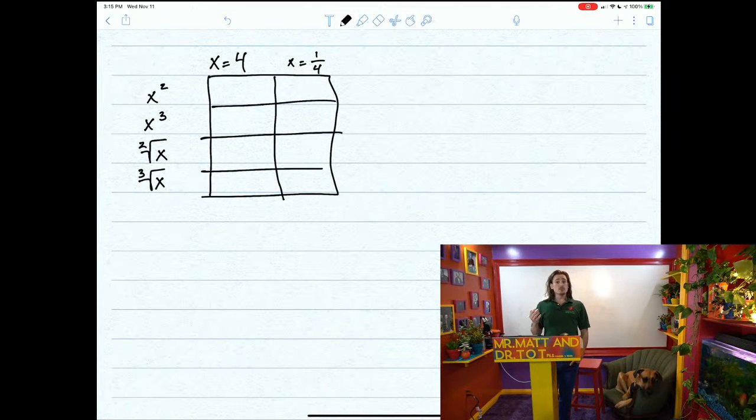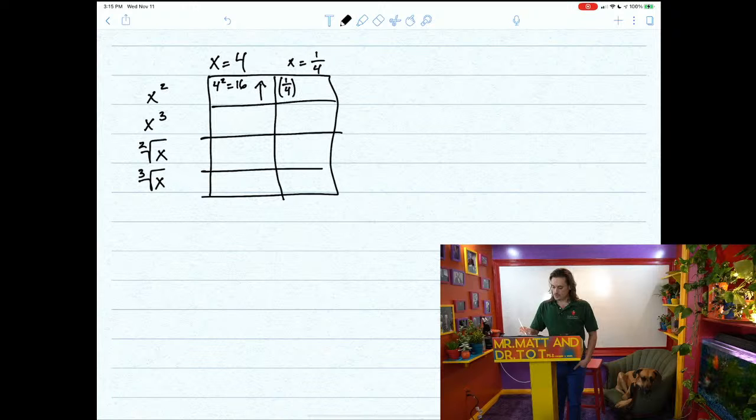So normally when we square a value greater than 1, we would expect that value to go up. And indeed it does, because 4 squared is 16. So to go from 4 to 16, that represents necessarily an increase. The opposite is true if the number is between 0 and 1. So if we take 1/4 and we square it, we're going to get 1/16. To go from 1/4 to 1/16, that is a marked decrease.